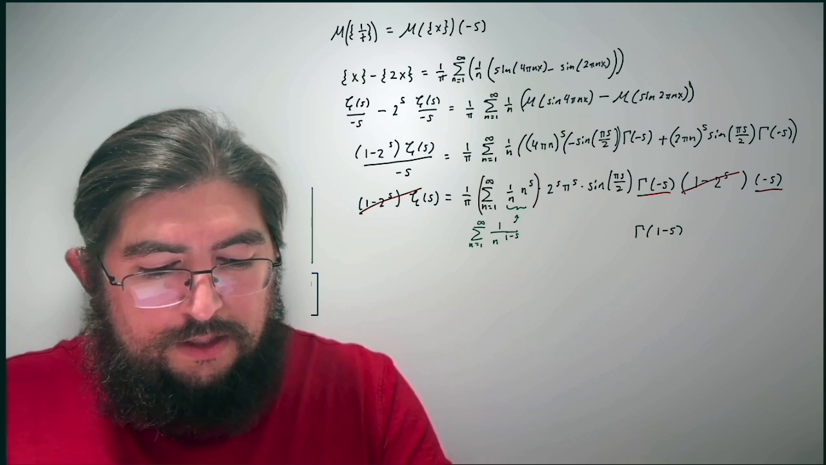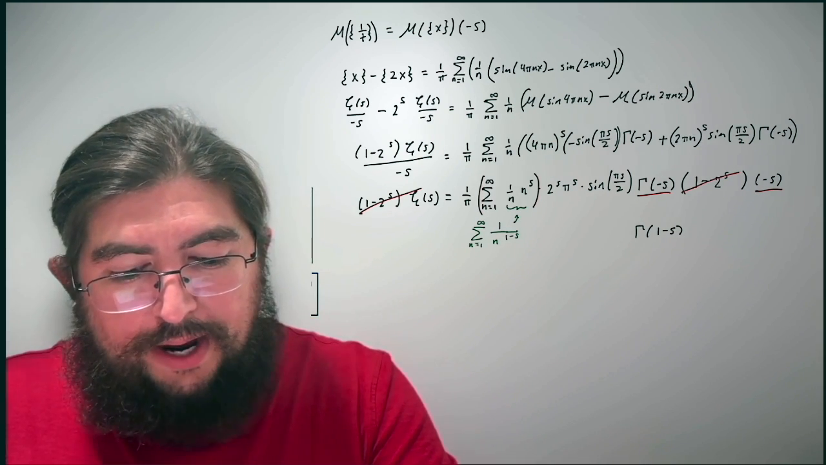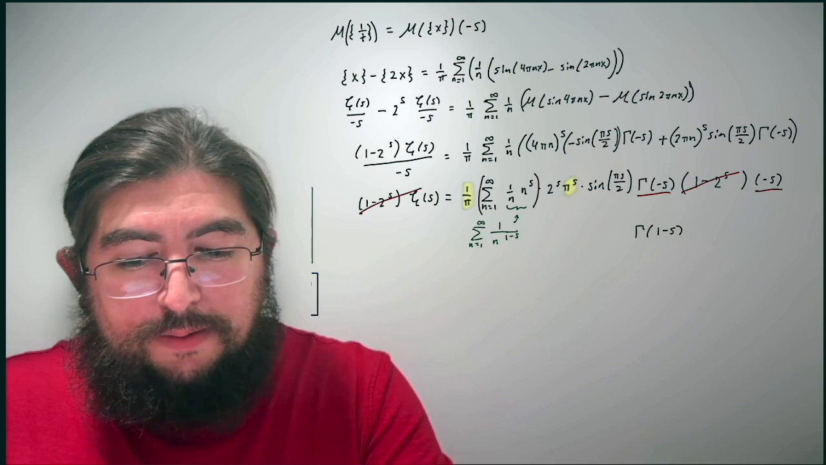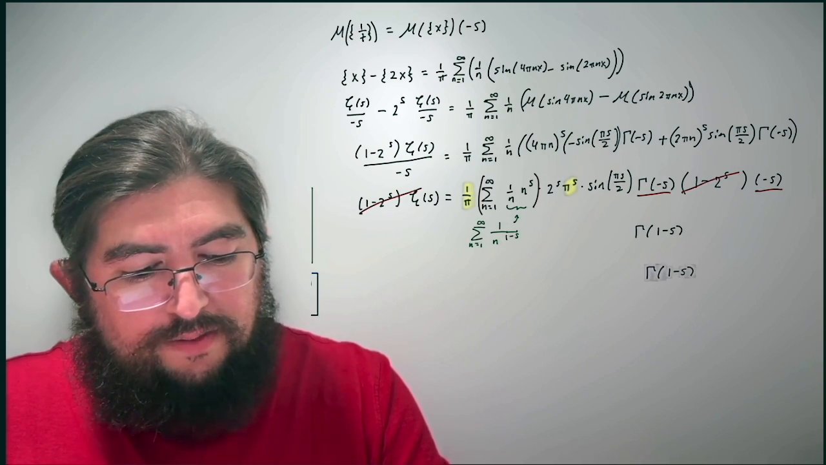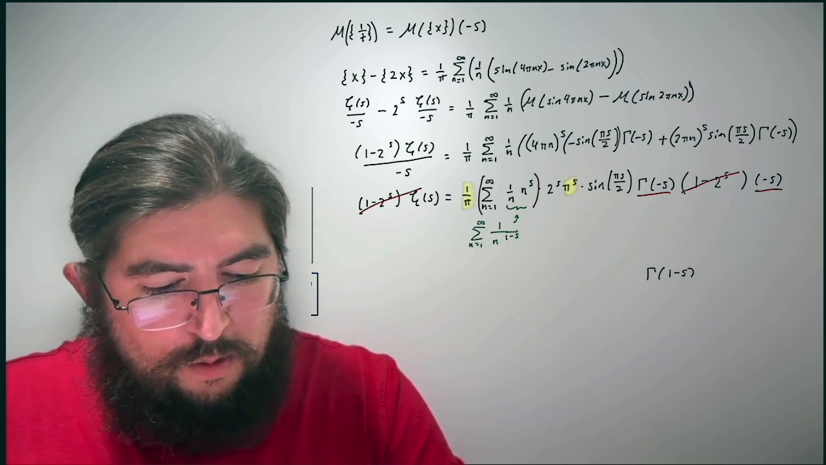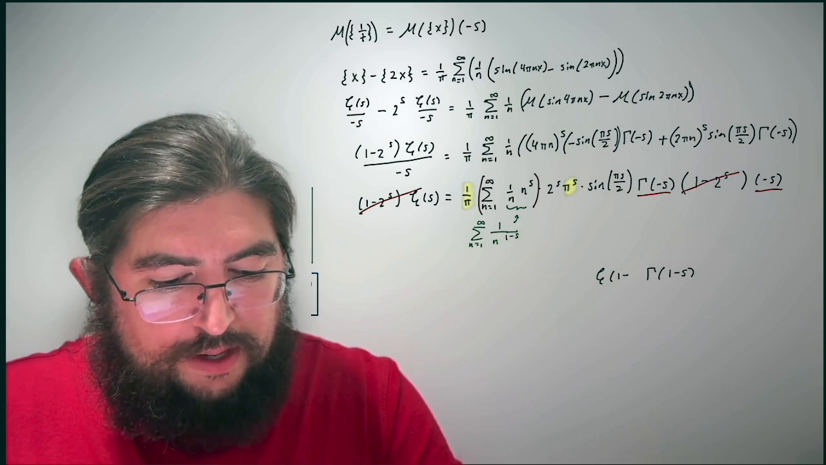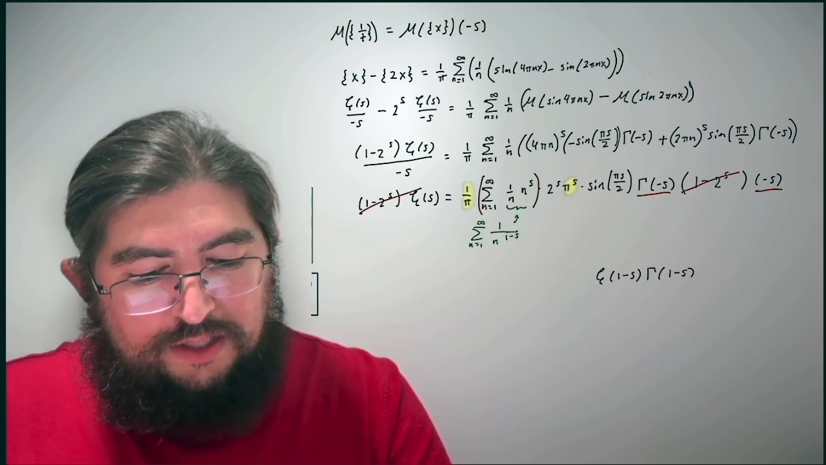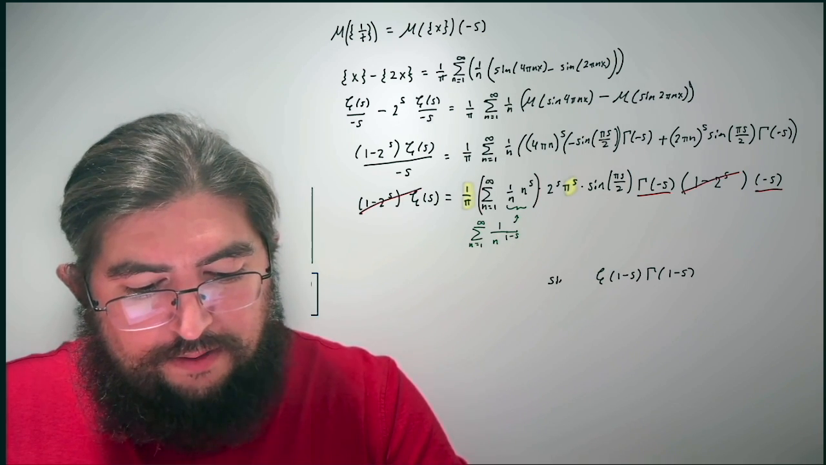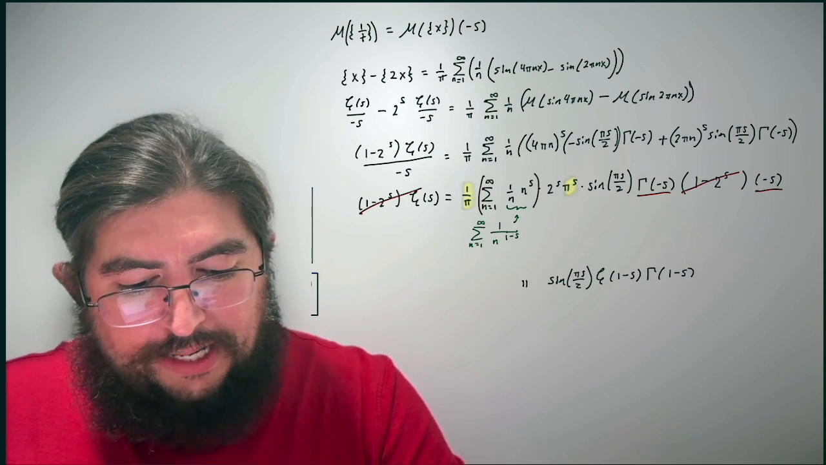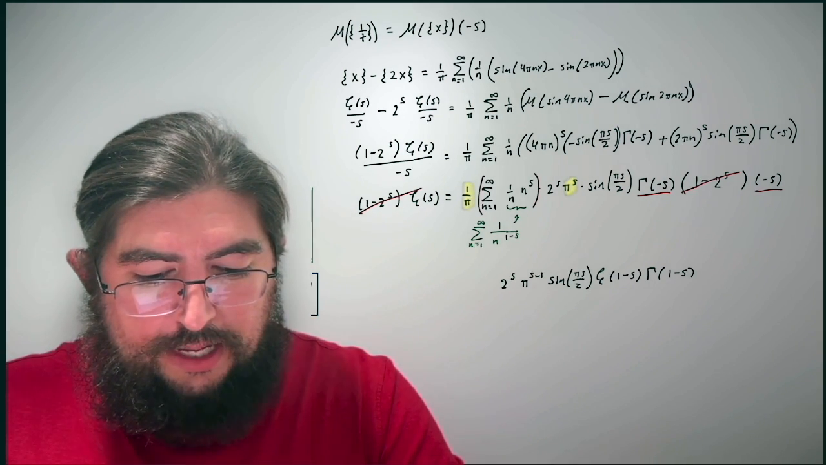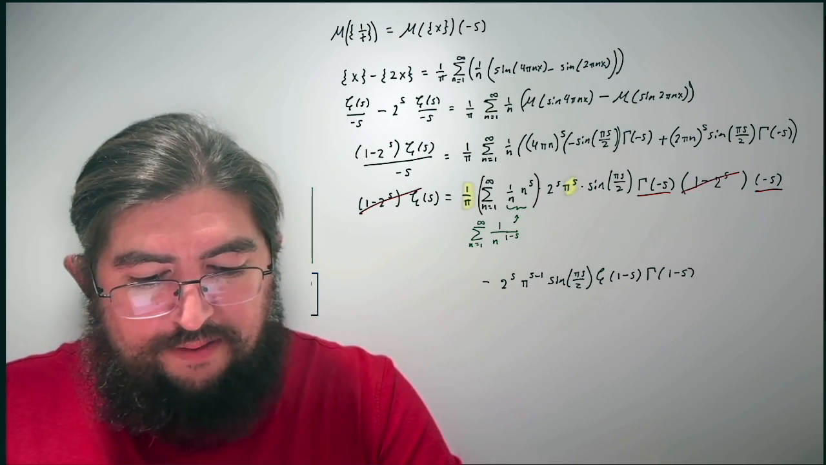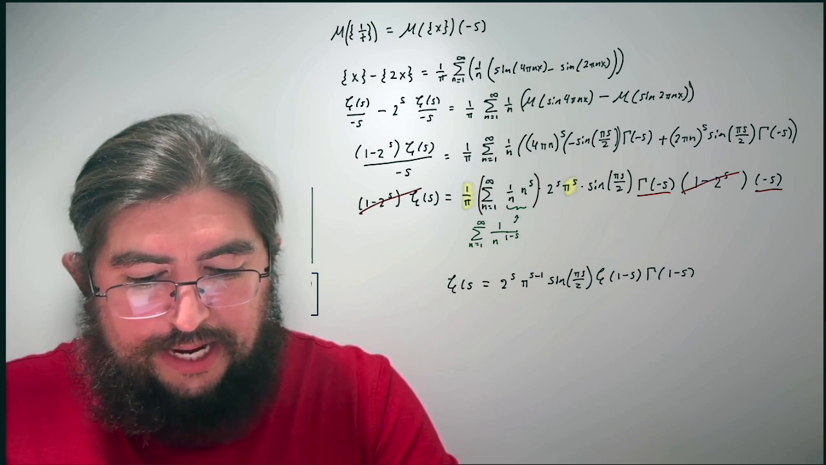Perfect. So we have 1 over pi, which is pi to the negative 1, times pi to the s. Let me try to group these together here. So this thing here, we have next to it zeta evaluated at 1 minus s. We have a 2 to the s. We have sine of pi s over 2. We have pi to the s minus 1 because of the 1 over pi, and then this is 2 to the s. Perfect. And all we have left on the opposite side is zeta of s.